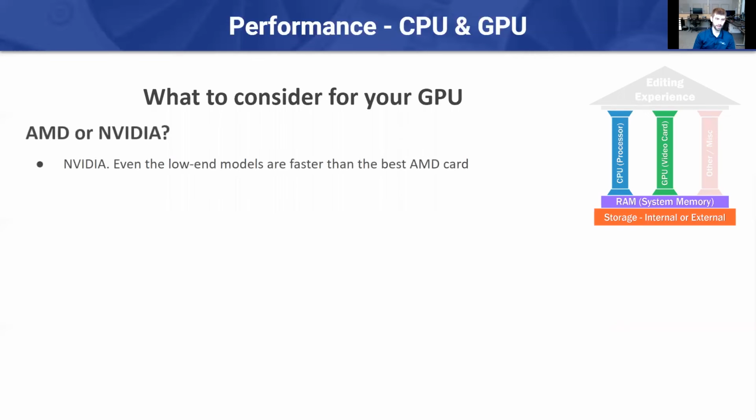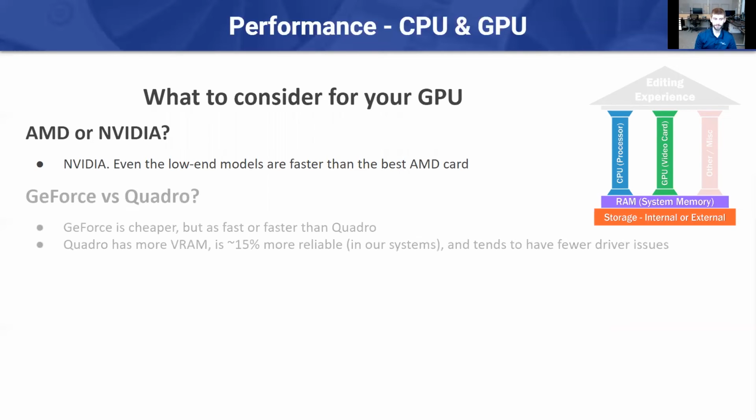So what to consider? AMD or NVIDIA is a common question, similar to Intel versus AMD. It's a lot easier of a question, though. It's basically you use NVIDIA. After Effects is way better on NVIDIA. Even the lowest end model from NVIDIA is going to be faster than the best AMD card. I can't get into why. I don't know. It's just, man, it's significant, though. So pretty much, use NVIDIA.